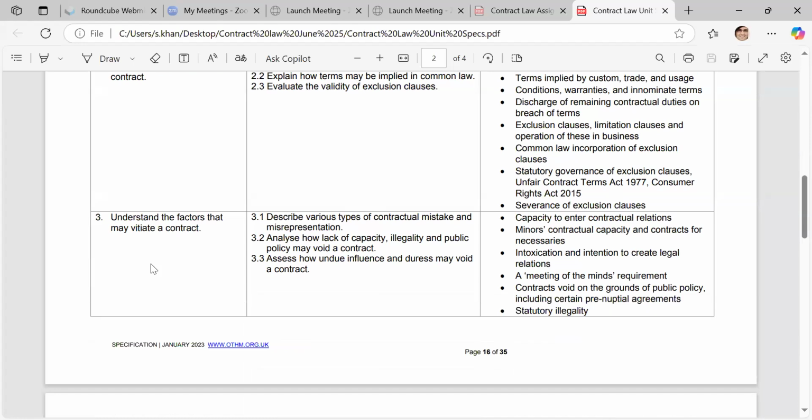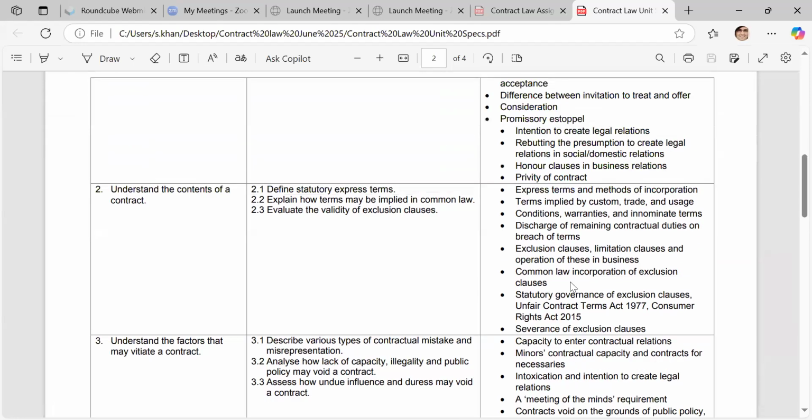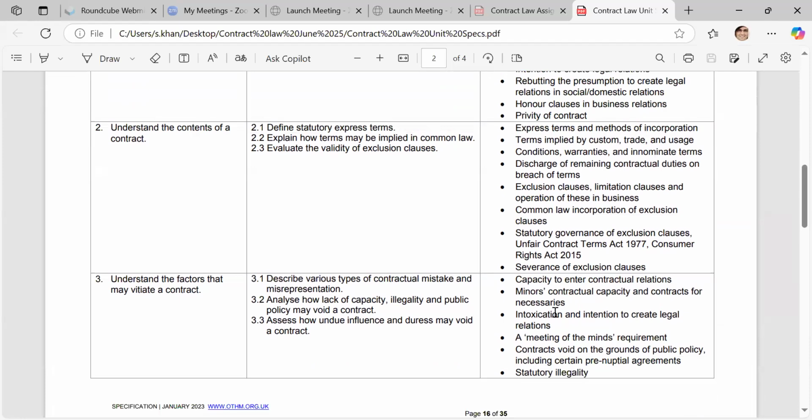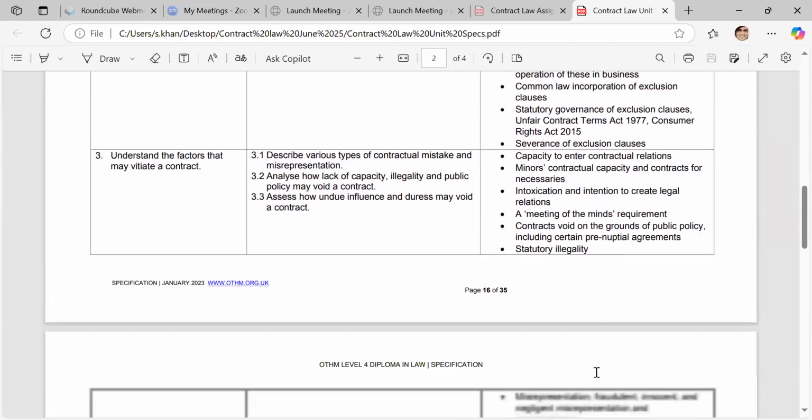Then we go on to learning outcome 3, which is to understand the factors that vitiate a contract. 3.1, describing various types of contractual mistake and misrepresentation. 3.2, analysing how lack of capacity, illegality, and public policy may void a contract. And 3.3, assess how undue influence and duress may void a contract. Here we look at capacity to enter into a contract, minors, intoxication, meeting of the minds, and statutory illegality.